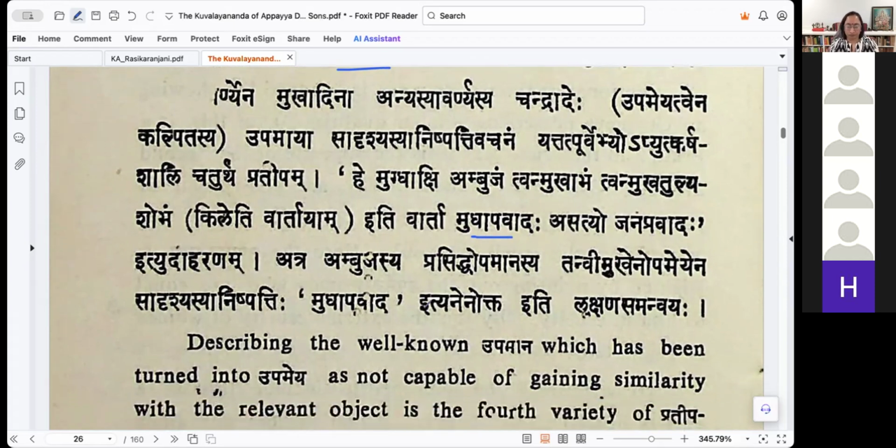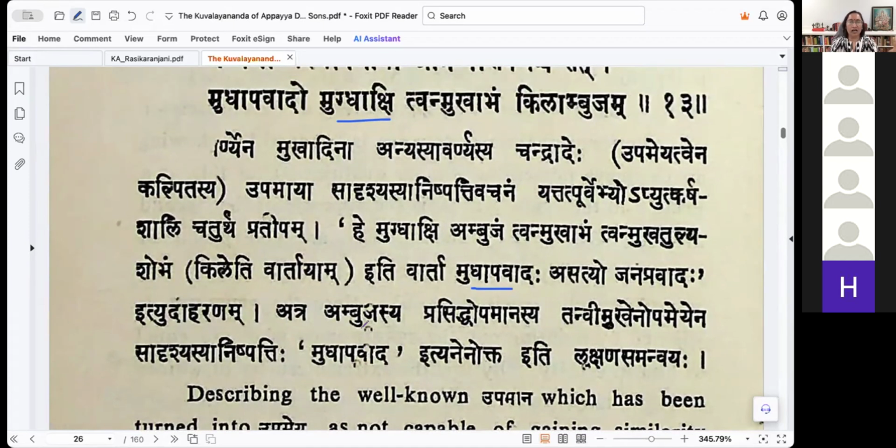Atra ambujasya prasiddha upamanasya tanvi mukhena upameyena sadrishyasya anishpattihi mudhapavada iti anena ukta iti lakshana samanvayah. So prasiddha upamanam is ambujam, tanvi mukham is the upameya, and sadrishyasya anishpattihi. By saying mudha apavadaha, he is saying that it is only a rumor, there is no possibility of a sadrishyam.